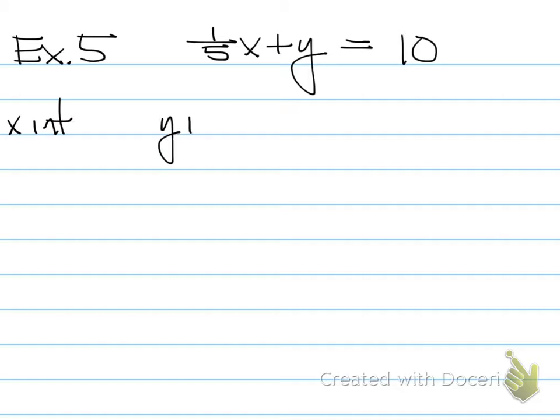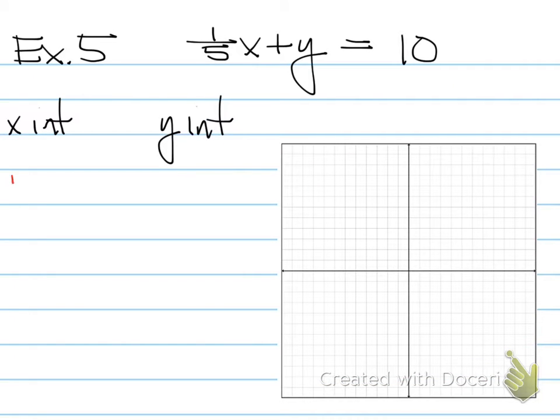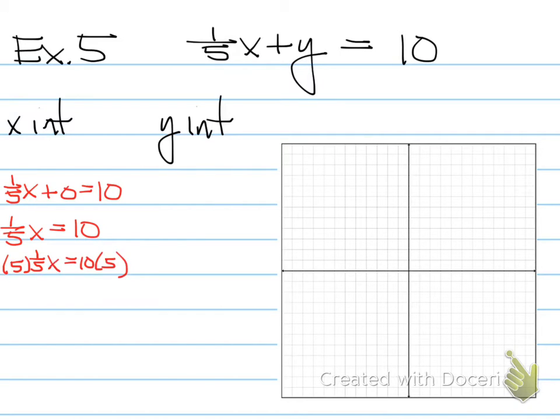Last example, again for the x-intercept, plug in 0 for y. We get 1/5 x equals 10, and if you divide both sides by 1/5, that's the same thing as multiplying both sides by 5, which is the reciprocal of 1/5. So we multiply both sides by 5, and we get x equals 50. For the y-intercept, plug in 0 for the x, and we get y equals 10.